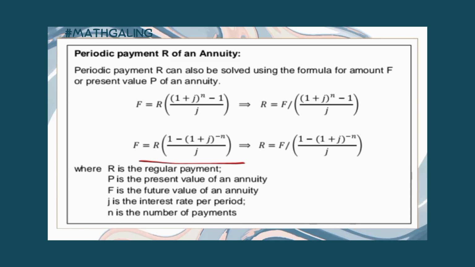And if you are looking for the present value with a regular payment, let us have present value equals regular payment times the quantity 1 minus the quantity 1 plus interest rate per period raised to negative n, all over I. And if you are looking for the regular payment with a given present value, we are going to use the formula regular payment equals present value over the quantity 1 minus the quantity 1 plus interest rate per period raised to negative n, all over I, where R is the regular payment, P is the present value of an annuity, F is the future value of an annuity, I is the interest rate per period, and N is the number of payments.